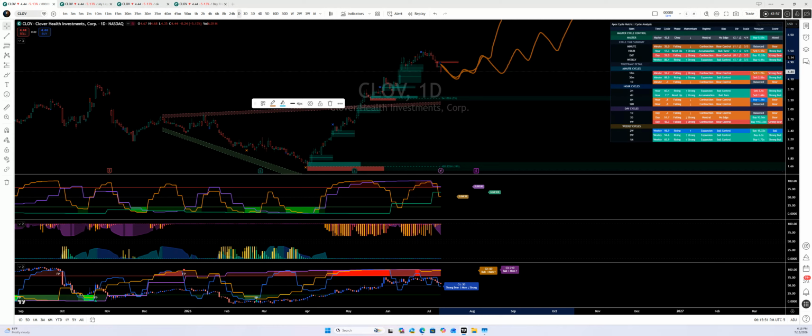Early 2027 probability map. Scenario, early 2027 target, odds. Bear delayed thesis, $4 to $5.50, 20%. Base continuation, $6.50 to $8.50, 35%. Bull continuation, $8.50 to $11, 30%. Expansion squeeze case, $11 to $15, 15%.